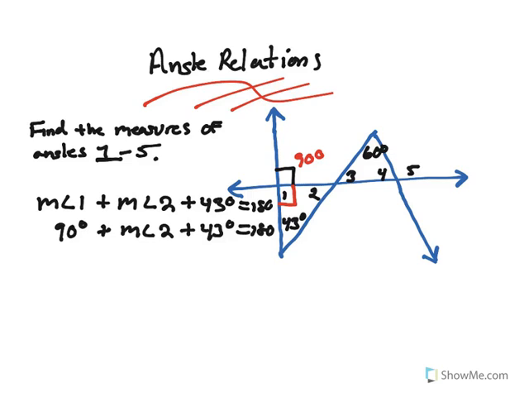All right, so let's combine like terms. 90 and 43 is going to be 133 degrees. That still equals 180. Subtract the 133. The measure of angle 2 is equal to 47, because 180 minus 133 is 47 degrees. And that's it.